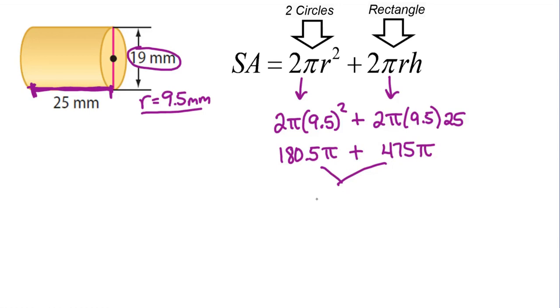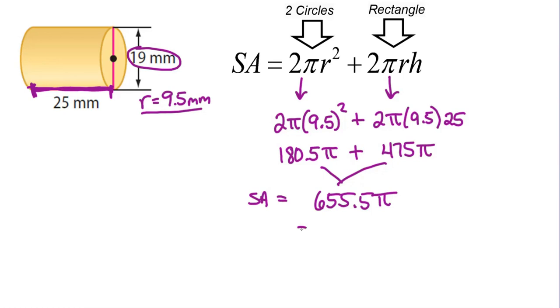And if I put those together, that's going to be 655.5 times pi. Kind of like combining like terms that we did with our algebraic expressions. These would be considered like terms because they're both multiplied by pi. They're both multiplied by the same letter. And then I can combine those. So my surface area is 655.5 pi. And then now I can multiply by pi. I'm going to use my pi button.